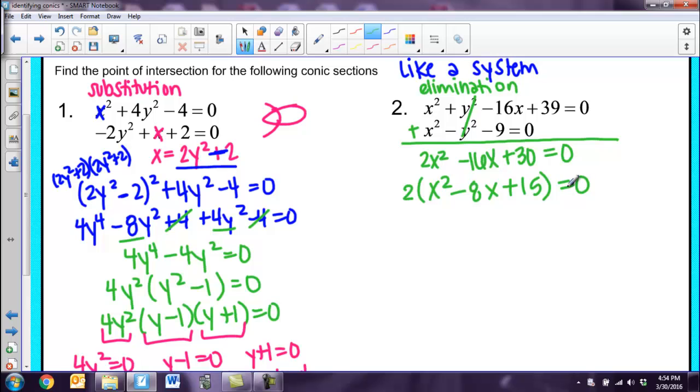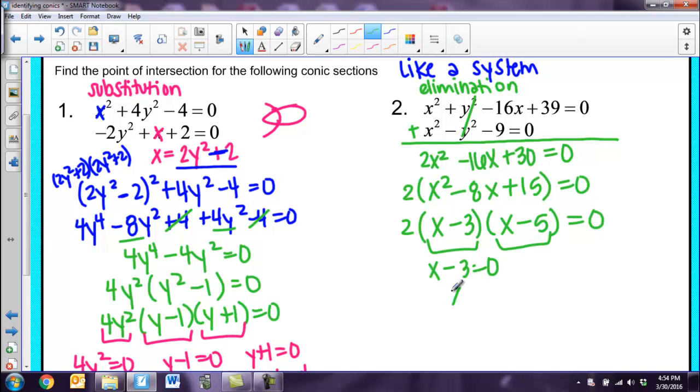I can factor this guy using my box or 4-term grouping, but I know the factors of 15 that add up to negative 8 would be negative 3 and negative 5. Set each of my factors equal to 0. So I'd have x minus 3 equals 0, so one of my zeros is 3. X minus 5 equals 0, the other one is 5.